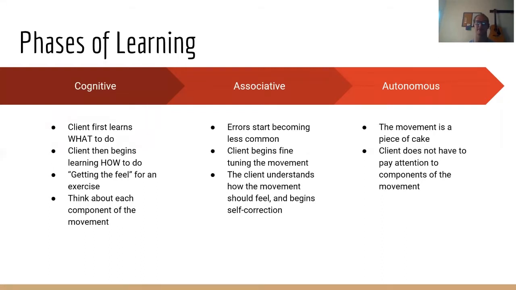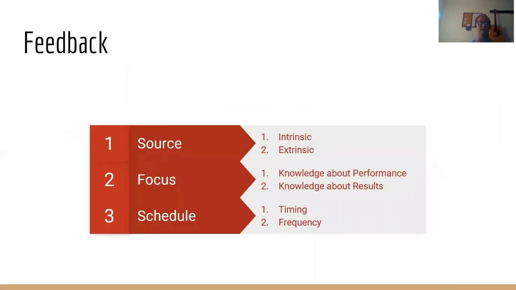That's why it's called the cognitive phase, because they're thinking about each component of the movement. Next, we move into the associative phase, and this is when errors start becoming less common. They've got an idea of the exercise, and they're beginning to fine-tune the movement. The client understands how the movement should feel, and they're beginning to self-correct. Finally, the client moves into the autonomous phase, and this is just a walk in the park for them. They don't really have to pay attention to the components of the movement, and all is well.